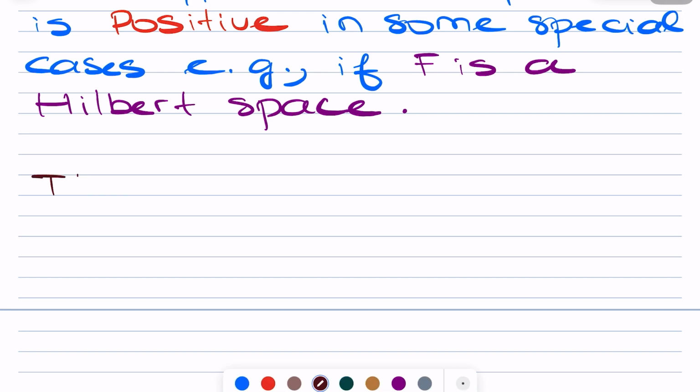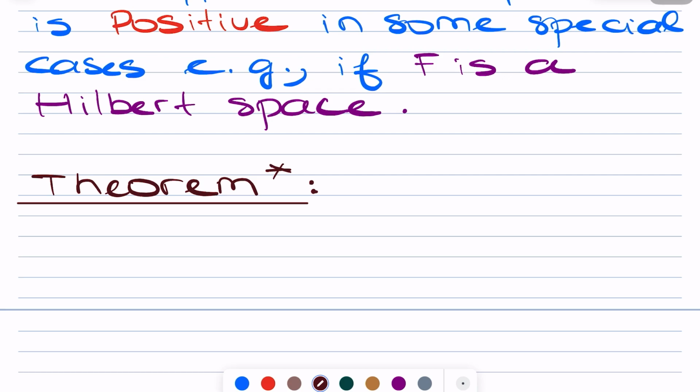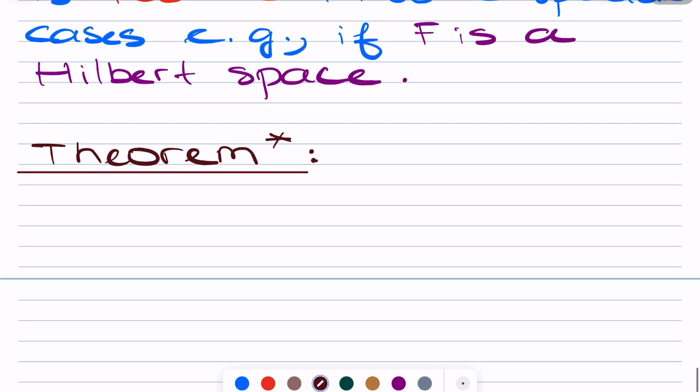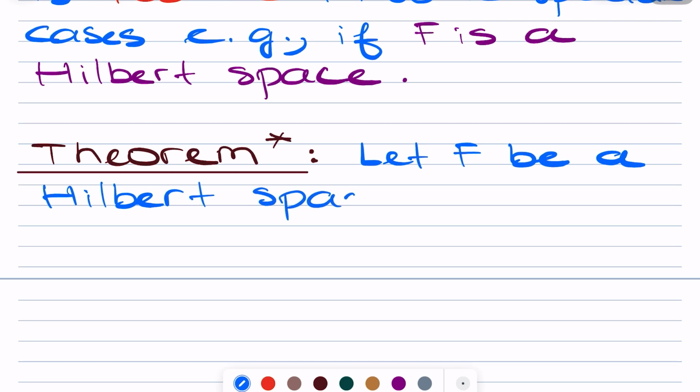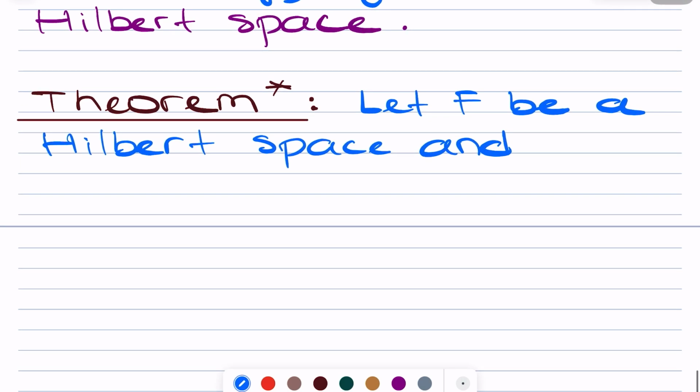We put Theorem star, because it is the theorem that we derive from the important remark. So let F be a Hilbert space, and say you have T, your linear bounded operator, your compact operator even, defined from E into F.